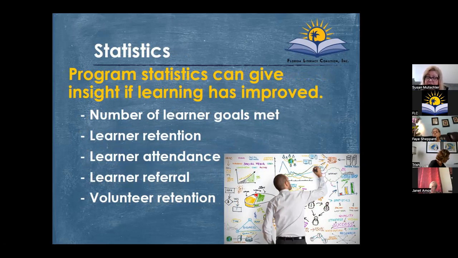Probably a lot of you are using statistics in your adult literacy program. They can certainly give you insight: number of learner goals that were met, learner retention rate, learner attendance, learner referral, and volunteer retention. I actually like to keep numbers on things like that. I like to keep numbers on how many tutors I've trained and what the retention rate is. I'm a percentage girl. I like to go online and use those percentage calculators.